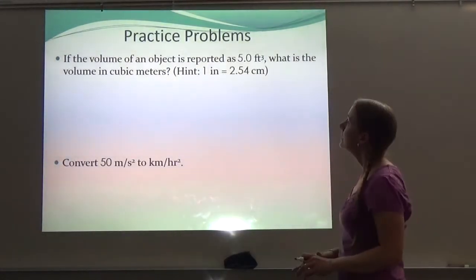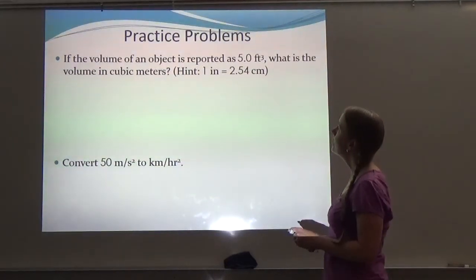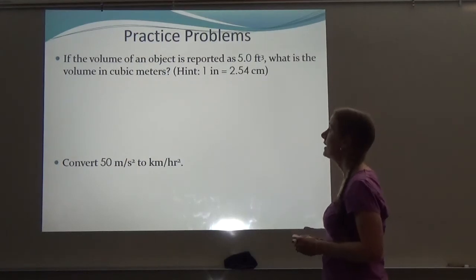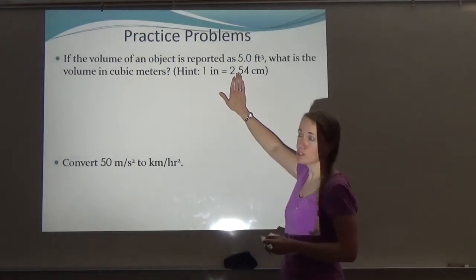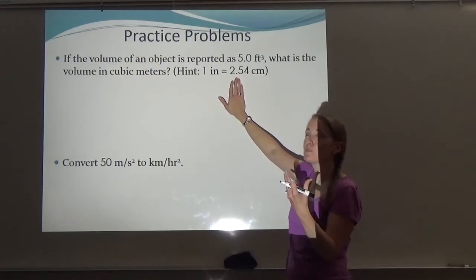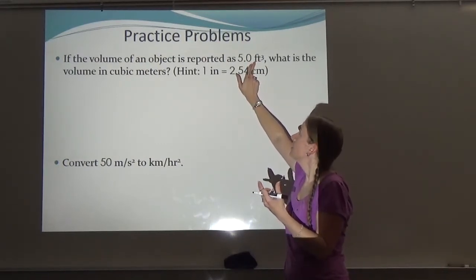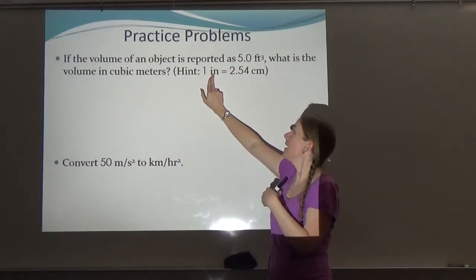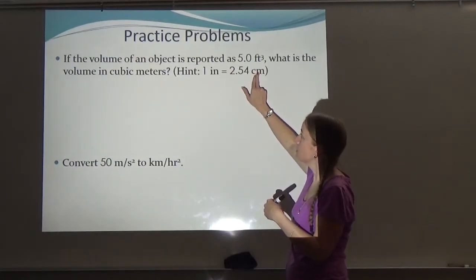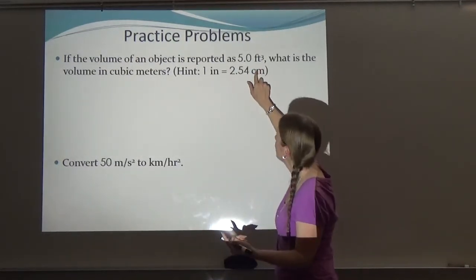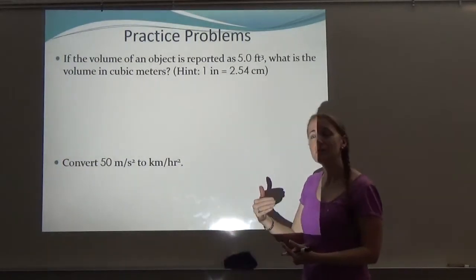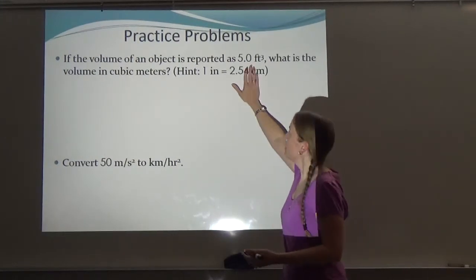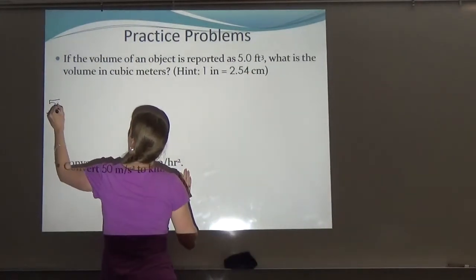All right, so our next one says, if the volume of an object is reported as 5 feet cubed, what is the volume in cubic meters? And I gave you a hint, 1 inch is 2.54 centimeters. So again, y'all, let's plan our way through this problem. We are at feet. We know how many inches are in a foot, so we can go from feet to inches. I told you how many centimeters are in an inch, so then we can get to centimeters, and then we can use our SI prefixes sheet to get from centimeters to meters. Like I said, sometimes it just pays to take a second to plan your way through the problem. All right, so I'm going to start with 5 feet cubed.